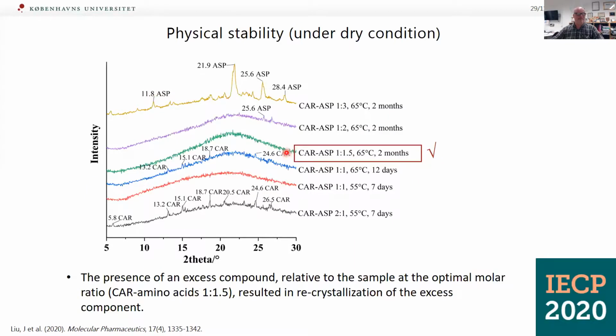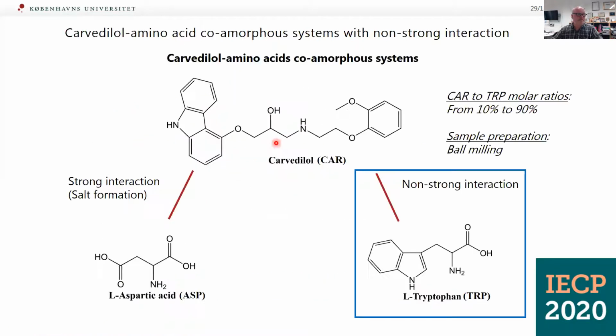Or does it? Yes, it has. Here we have the different ratios of drug to co-former stored at quite high temperatures, and here the 1:1.5 system at 65 degrees storage temperature had the highest stability. So this stability study ran for 2 months, and the 1:1.5 system had the highest stability.